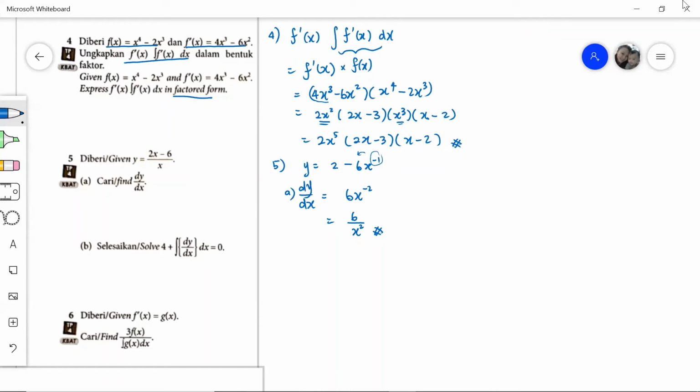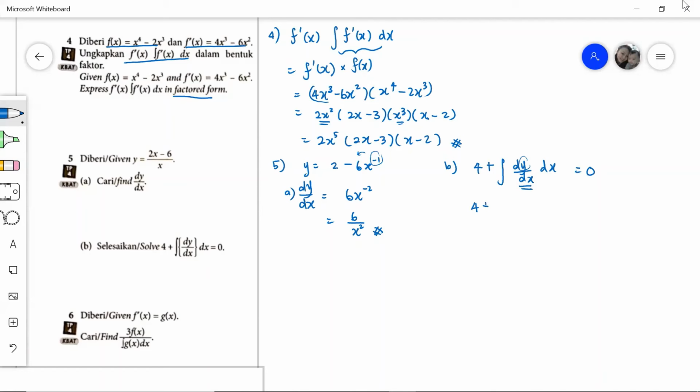And next part B, we have to solve. For part B, we have to solve 4 plus the integral of the differentiated expression with respect to dx. So you already differentiate and then you integrate, isn't it? You get back the original self.